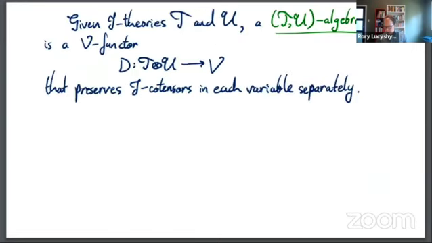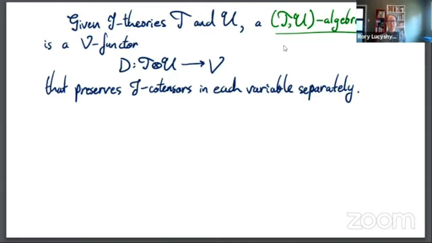Okay, so now one of the main concepts in the talk, but perhaps not the most central concept, which we'll see later, the concept of J-algebraic dual adjunction. But first, we have another important concept for this talk. Given J theories T and U, a pair of theories, then a T comma U algebra, or a TU algebra, is a V functor D going from the usual monoidal product of V categories T tensor U to V. So it's a V bifunctor that is required to preserve J cotensors in each variable separately.